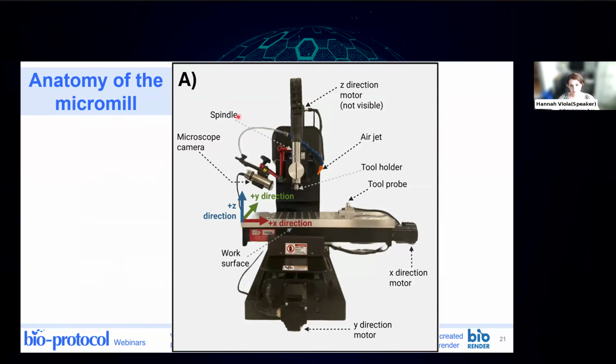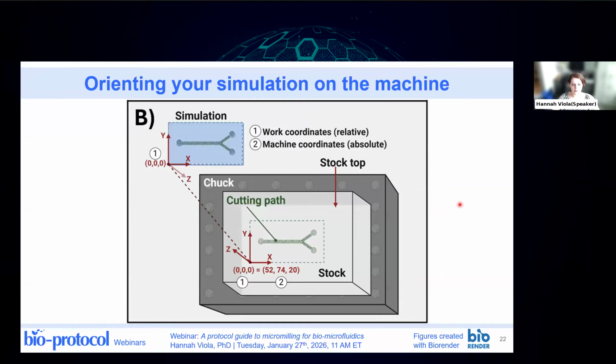So the machine itself, we've got the spindle, that's the motor that spins the tip. We have a microscope camera to be able to see the tool tip a little bit better for the part where we're leveling it to the surface. We have motors, you can't see them super well, but it's good to know where those things are. Most machines look pretty similar. So those are important things.